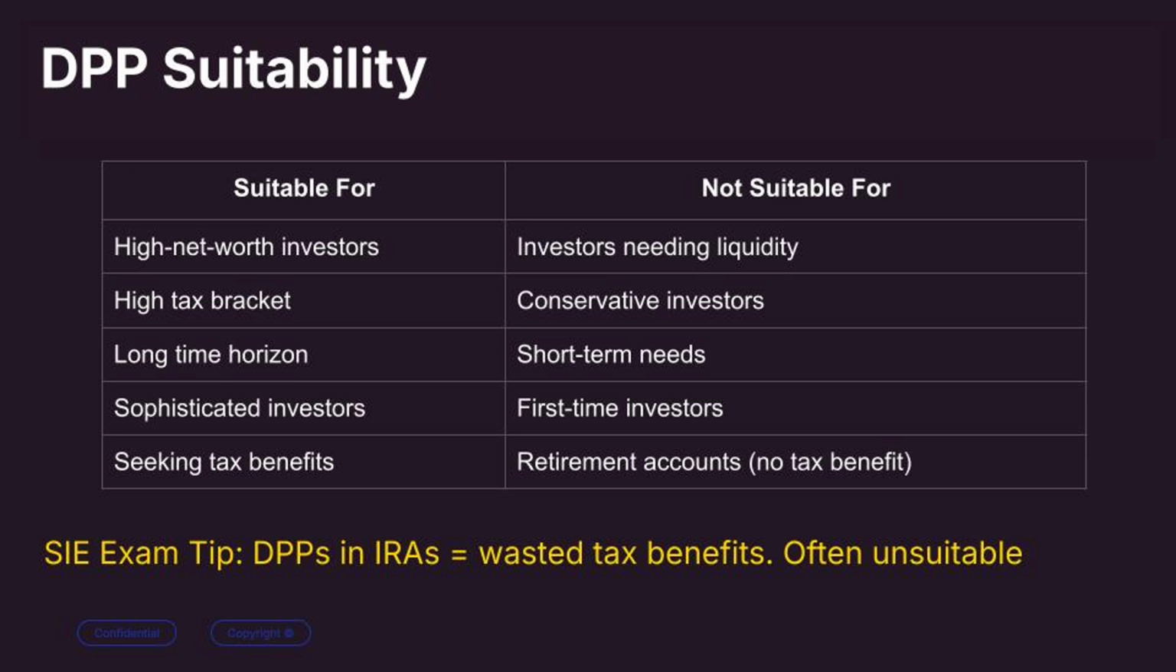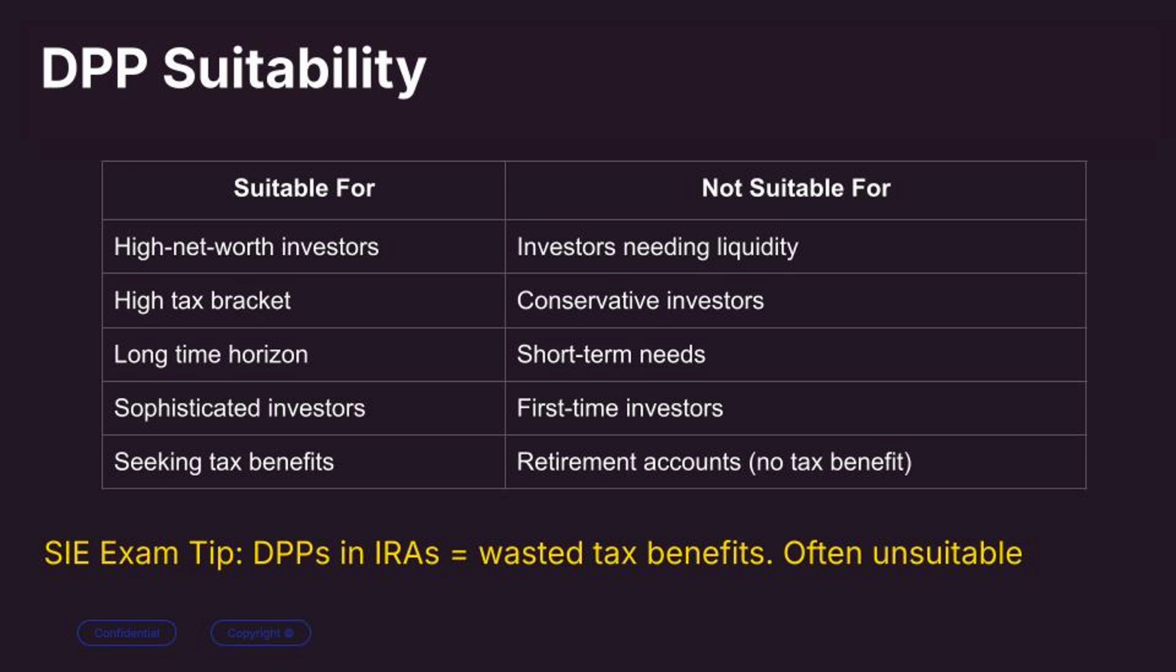Suitability questions on DPPs almost always come down to a profile. Who is this for, and who is this not for? Suitable for someone with a long time horizon, high income, high net worth, and the ability to lock up money for years. They want the tax benefits and they understand the risks. Not suitable for someone who needs liquidity, someone conservative, or a first-time investor who hasn't built a financial cushion yet.